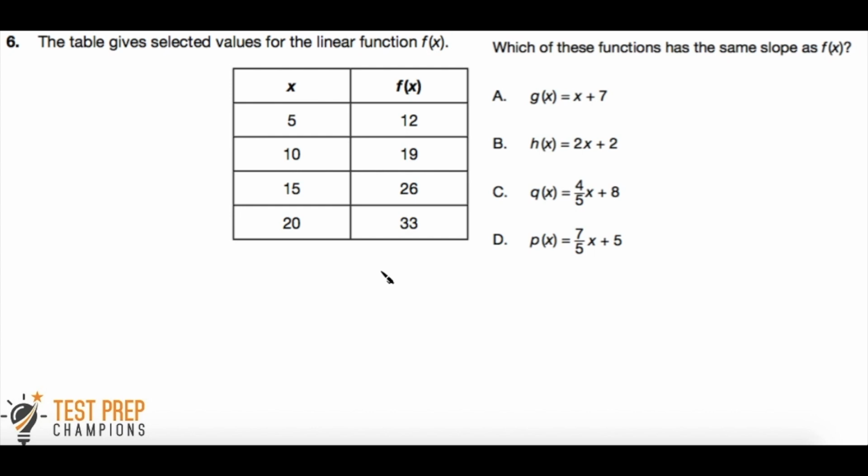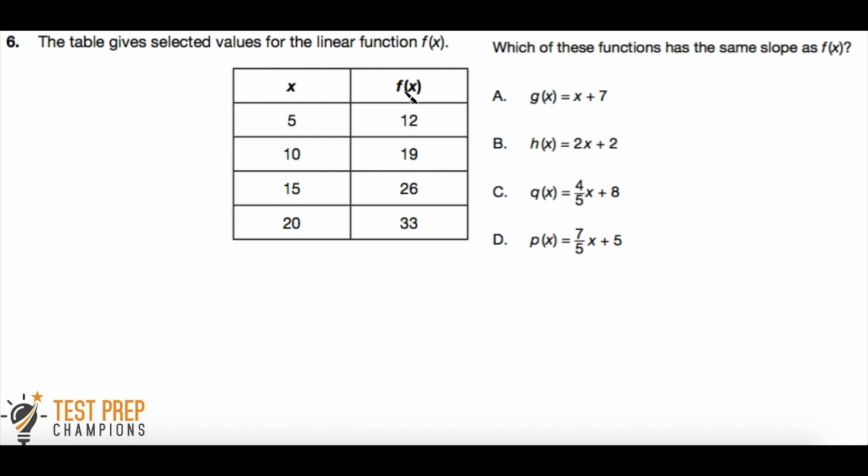Okay, question 6. The table gives selected values for the linear function f of x. And so we see the table here. Which of these functions has the same slope as f of x? A. g of x equals x plus 7. B. h of x equals 2x plus 2. C. q of x equals 4/5 x plus 8. Or D. p of x equals 7/5 x plus 5. So pause the video now, try to figure this out, and then we'll go over it.